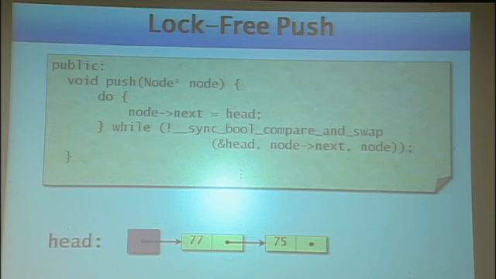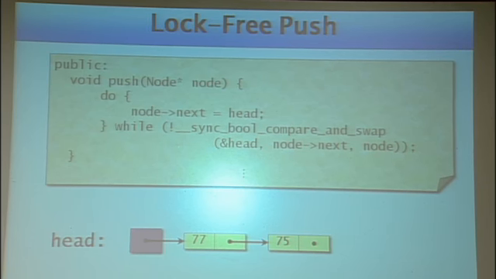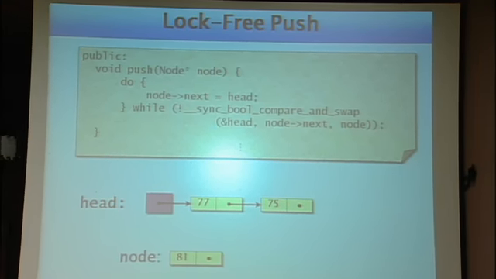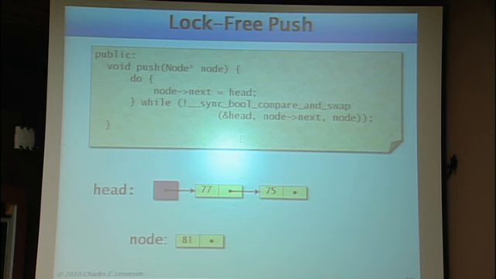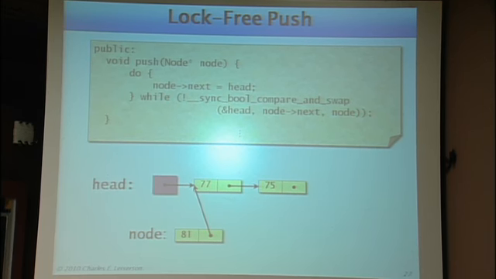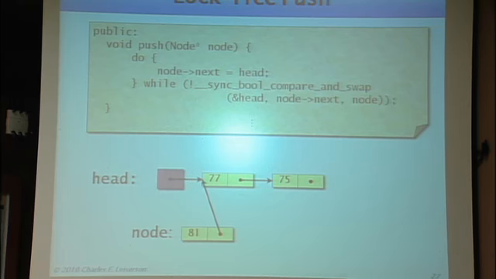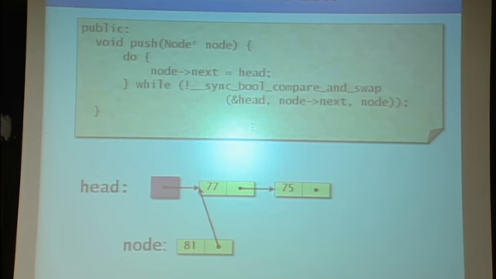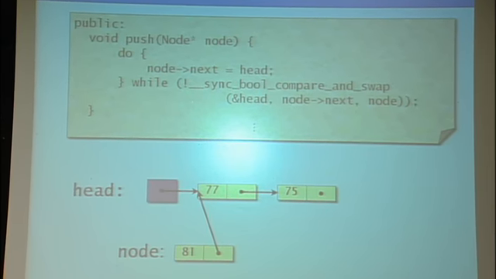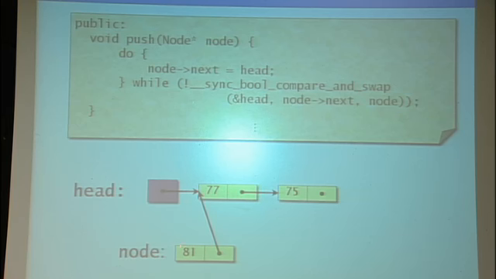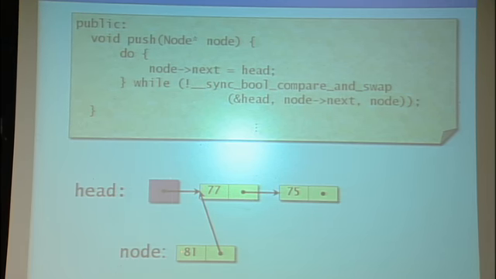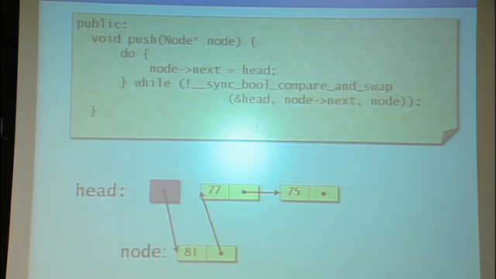Let's walk through it. Here's my node that I want to insert. First of all, make node.next point to the head, so we basically have it pointing to 77. Okay? Then let's compare and swap to make the head point to the node, but only if the value of the head has not changed. It's still the value of node.next. And if so, it does the swap.